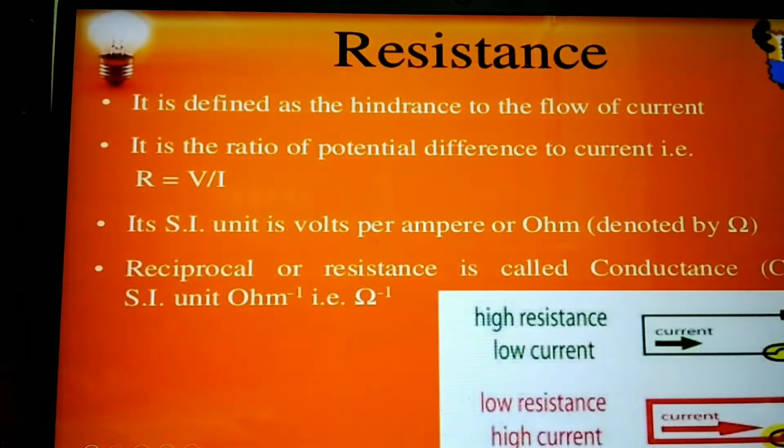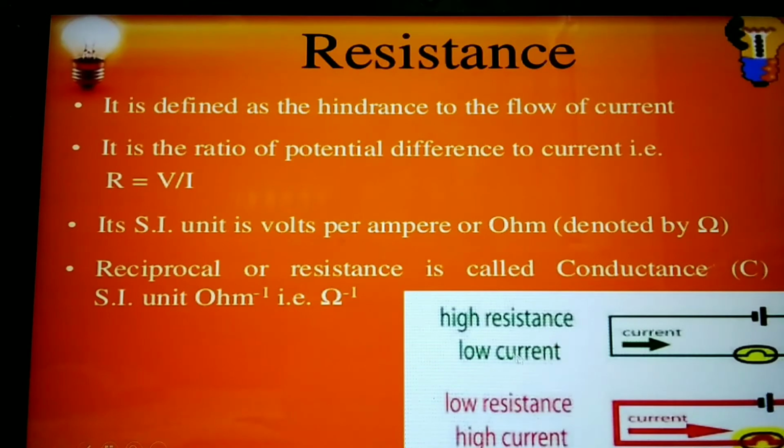Now, what is resistance? Resistance is defined as the obstruction or hindrance to the flow of current. It is the ratio of potential difference to the current, that is R is equal to V by I. Its SI unit is volts per ampere or ohm. Reciprocal of resistance is called conductance and it is designated by capital C. The SI unit of conductance is ohm inverse.